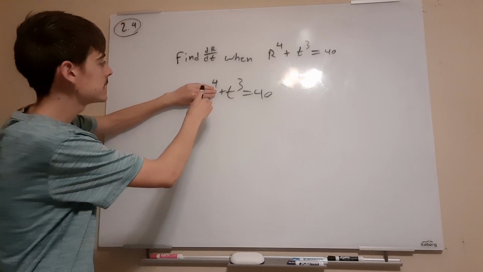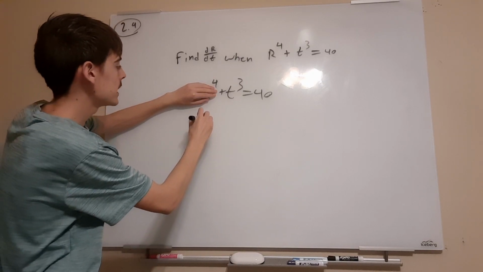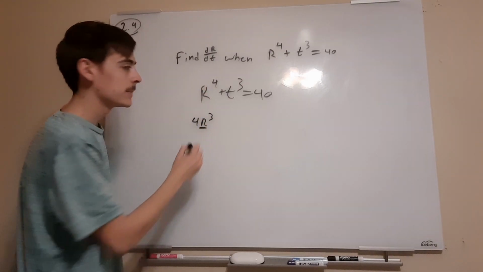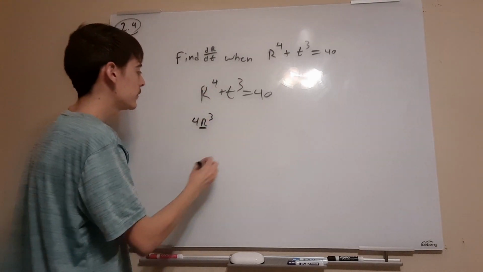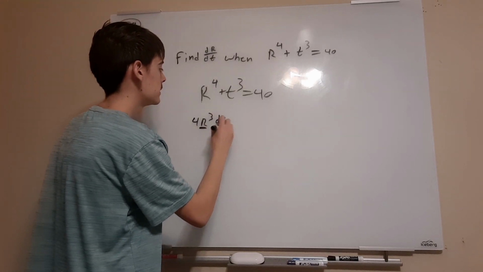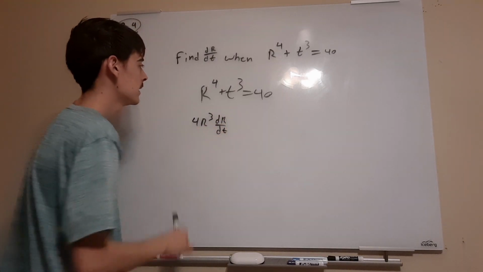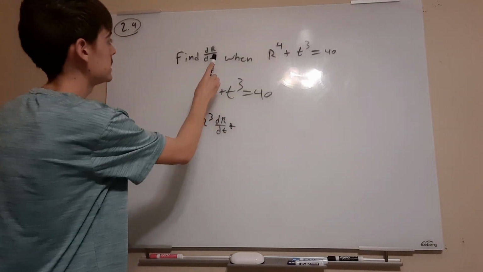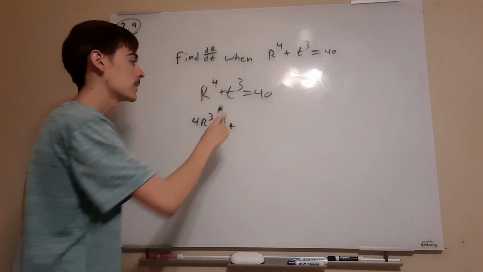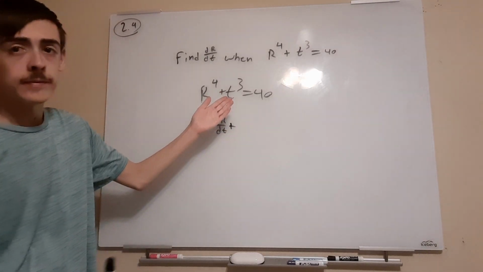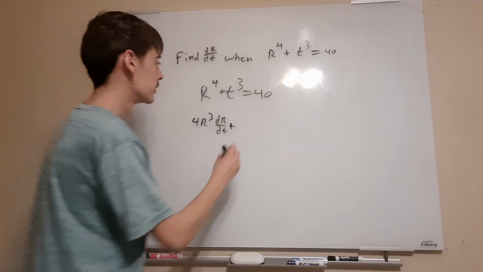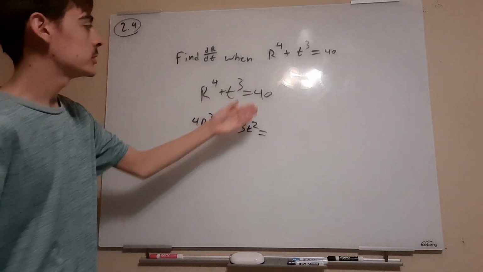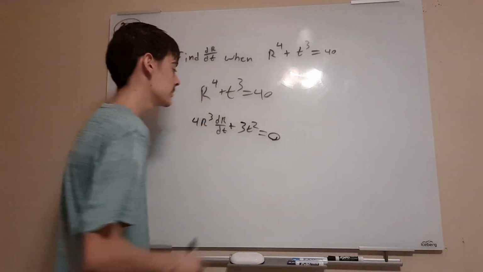If we differentiate something to the fourth, we get 4 times that something cubed. And then we have to differentiate that something because that something is the inner function. So the derivative of r is dr dt. Next, we are going to move to this term, which is t cubed. Notice that t is the second letter in the denominator, and t is what we're working with. So t is going to be the variable in this case. We can just differentiate it like normal, and that will be 3t squared. Lastly, again, we're differentiating a constant, so that's just always going to be 0.